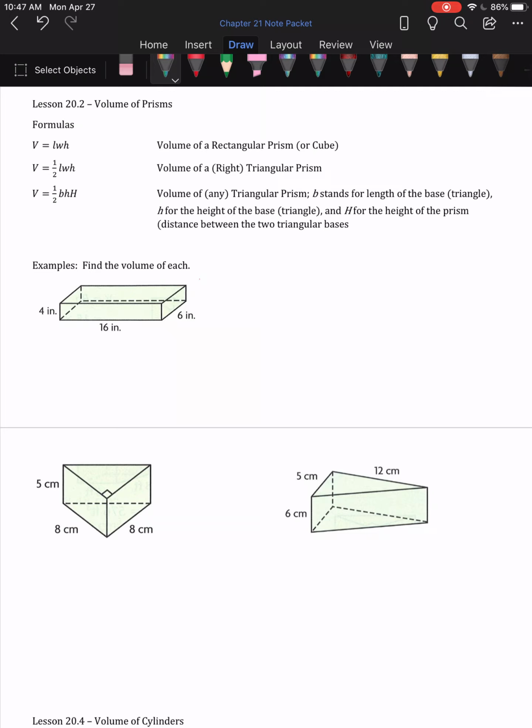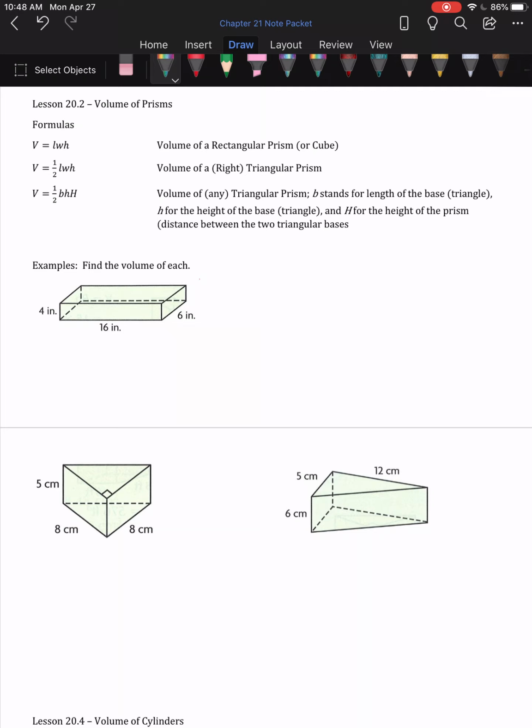Yes, the lowercase h and capital H mean different things. Lowercase h is the height of the triangular base. Capital H is the height of the prism, possibly depth, depending on how they present it to you. Capital H is the distance between the 2 triangles. This year, and this is only true this year, next year you will have to know the difference.